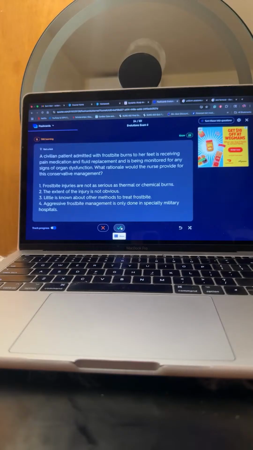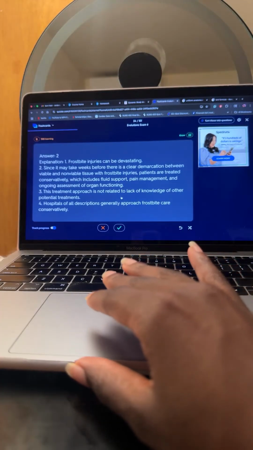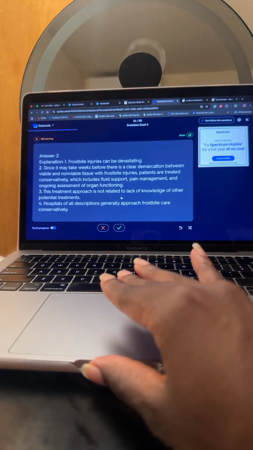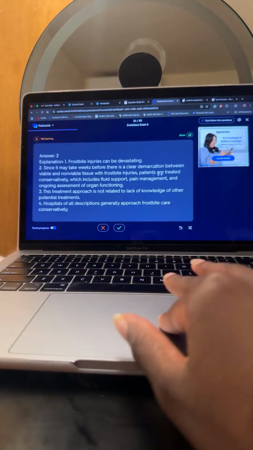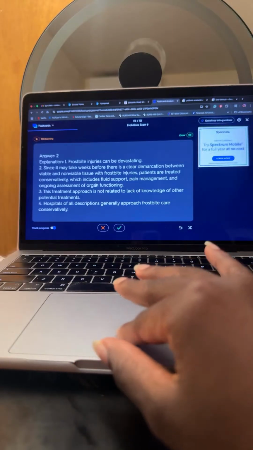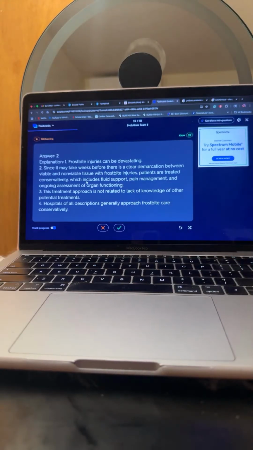Frostbite injuries are not as serious as thermal or chemical burns. Nope. The extent of the injury is not obvious. Little is known about other methods to treat frostbite. No. Aggressive frostbite management is only done in specialty military hospitals. Also no. So the only correct answer is 2. The extent of the injury is not obvious. It can take weeks before there's a clear demarcation between viable and nonviable tissue with frostbite injuries. Patients are treated conservatively, which includes fluid support, pain management, and ongoing assessment of organ function.